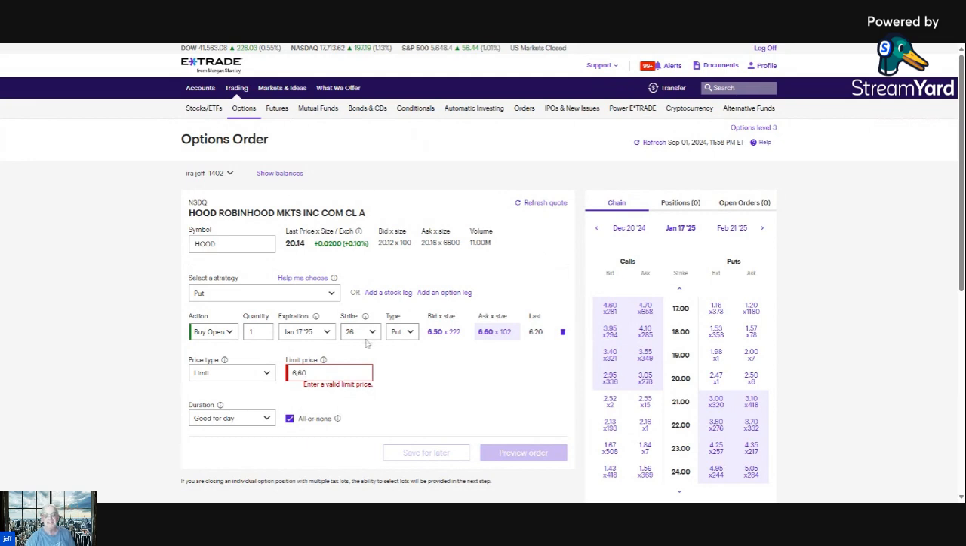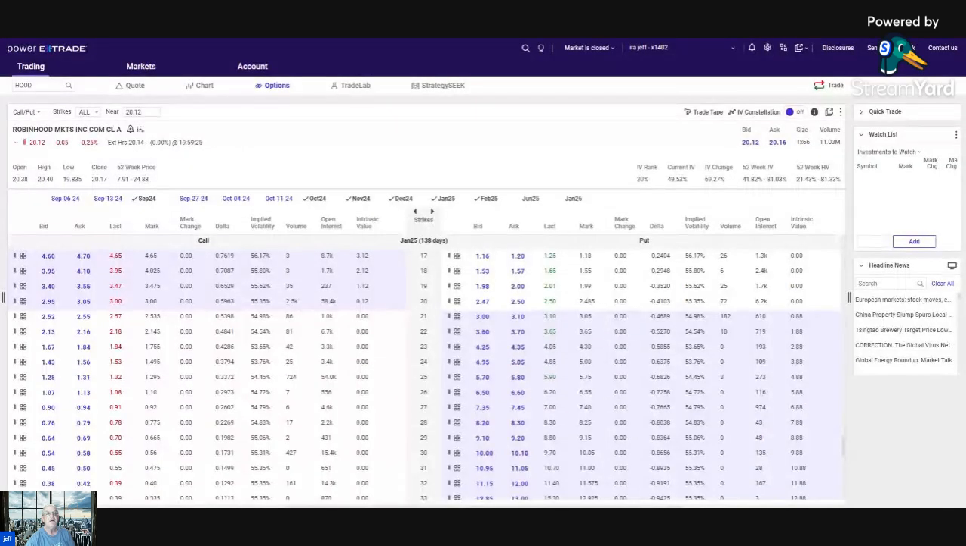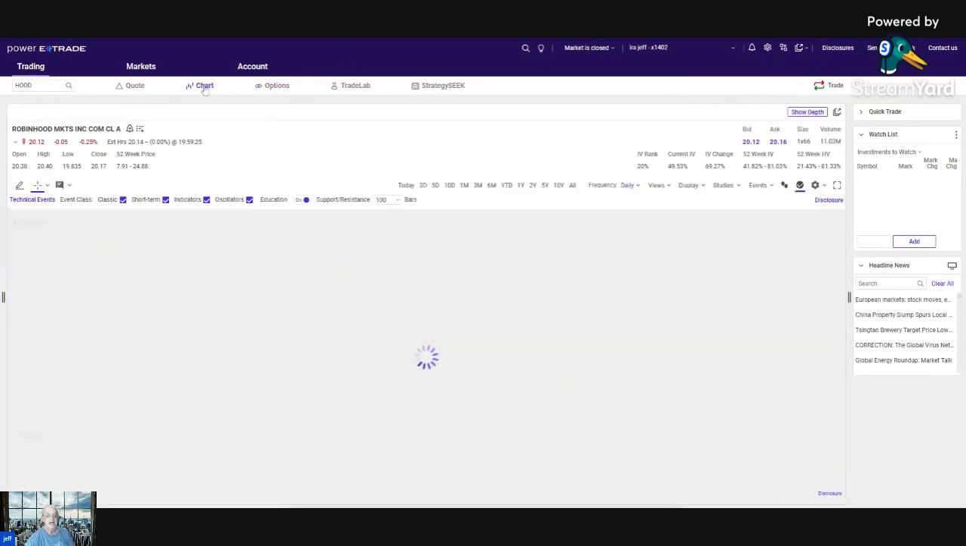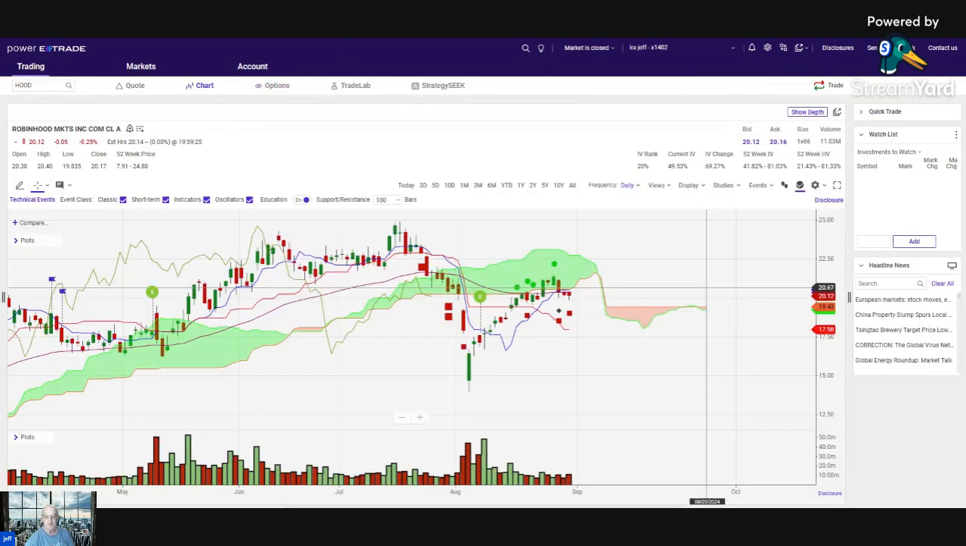I don't like to give the brokers more than, depends on the price of the stock. If it's up to maybe $50, I won't give more than a 15 cent spread. So that is how I trade the Ichimoku's, buying a put.